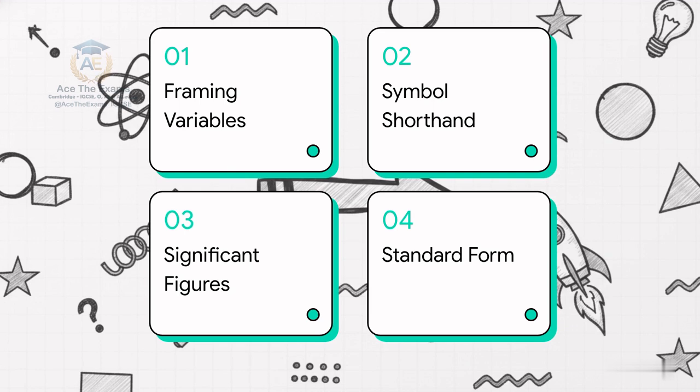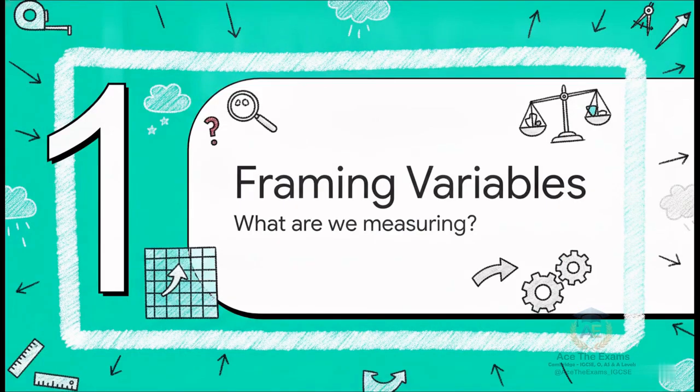First up, framing the variables, understanding exactly what we are measuring and the units we use to measure it. Second, the symbol shorthand, learning the universal language of physics to save you precious time on the clock. Third, focusing significant figures, making sure your answer is neither heavily pixelated nor artificially over-sharpened. And finally, zooming with standard form, how to easily handle the impossibly massive and the incredibly microscopic numbers that literally define our universe. Okay, let's dive right into this.